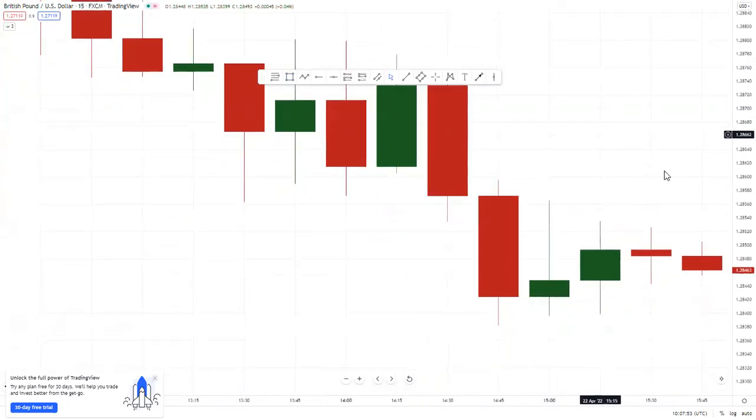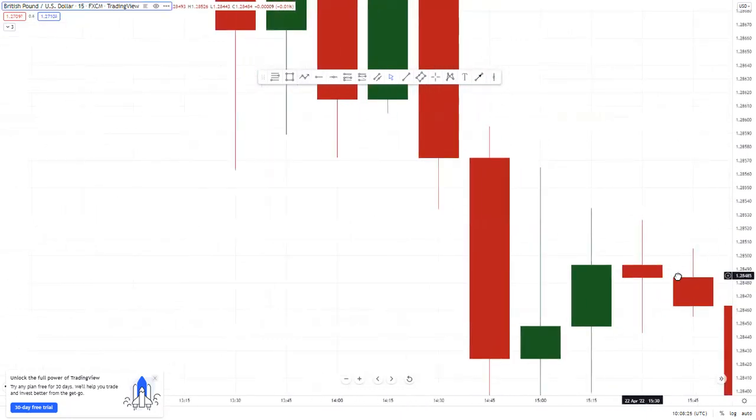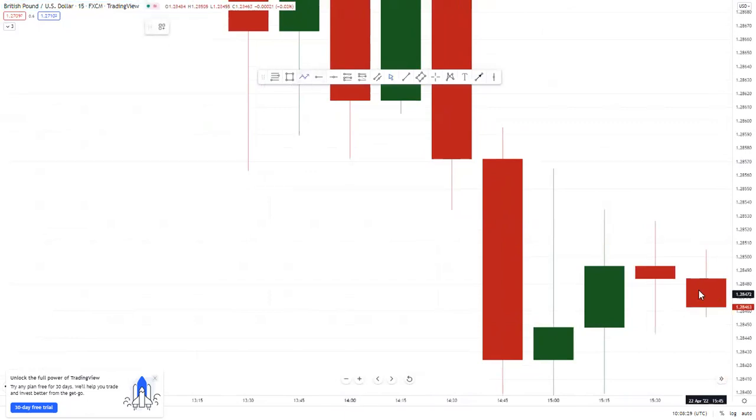So you will see this last candlestick here, you will see that this is a bearish candlestick. It is red, right? Which means the open price of this candlestick is here, at this point.